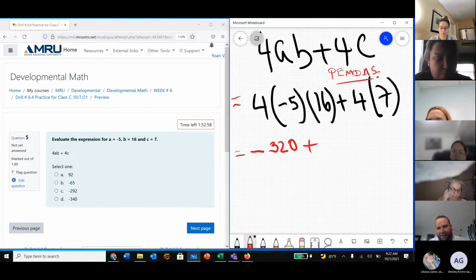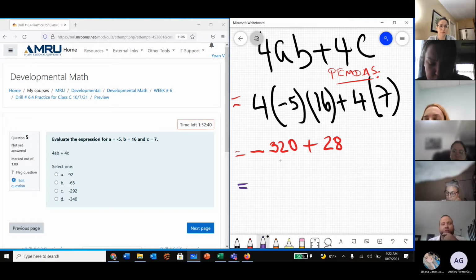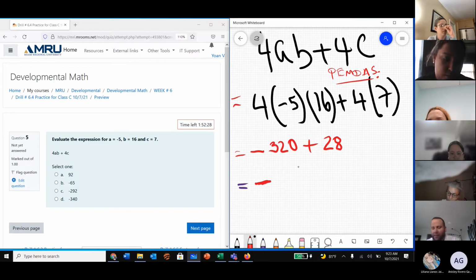Adding 7 times 4, 28. And then we have two numbers with different sign. What do we need to do in that case? Subtract them and keep the sign of the number that had the higher absolute value, which is 320, and it's negative. The result will be negative. And then 320 minus 28, negative 292.